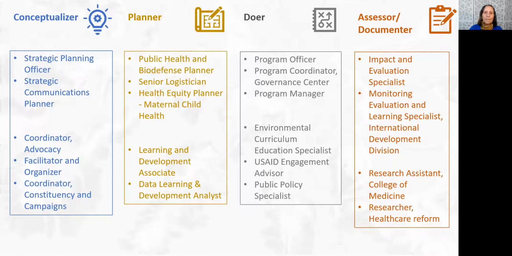And you'll see at the bottom a couple examples of technical experts. Someone who needed environmental curriculum education background, specifically for an intervention. And the assessor documenters, again, a wide variety of what's needed. In the first one, it needed to be someone who knows impact evaluation, which is a subset of evaluation research. At the bottom, you'll see a researcher for healthcare reform, which is very different from the research assistant maybe at the College of Medicine. They could be working on a clinical trial, for example.